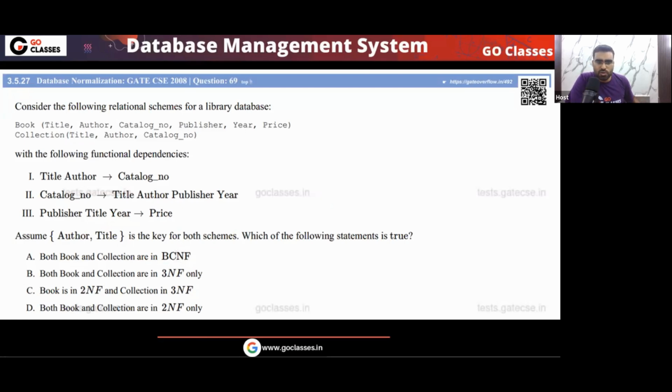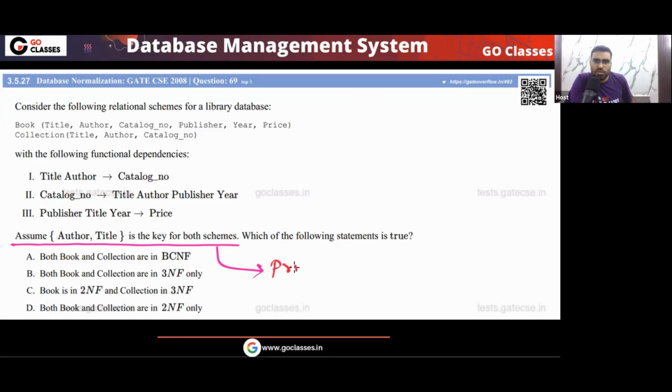Okay. In this question, one thing I want to ask you, look at this information. Assume author comma title is the key for both schema. Let me know, are we talking about candidate key or primary key or super key? What are we talking about? Tell me. Look at this line. Here actually we are talking about primary key.